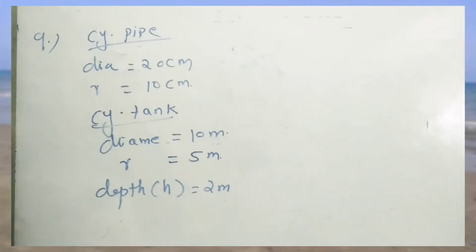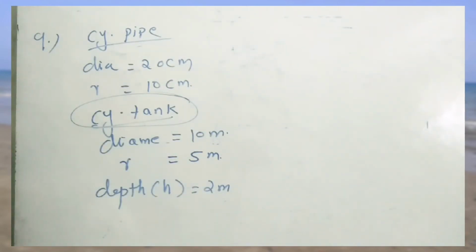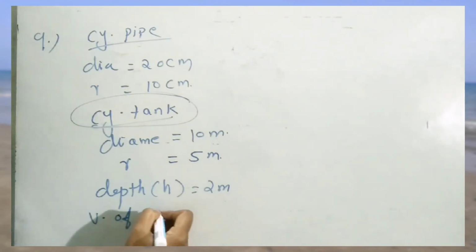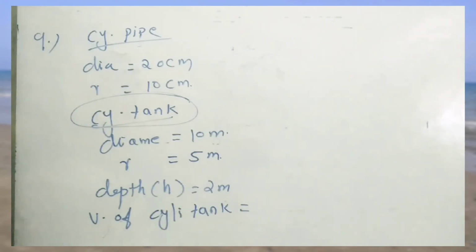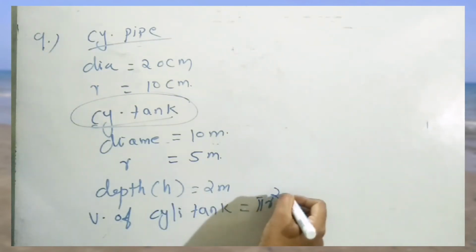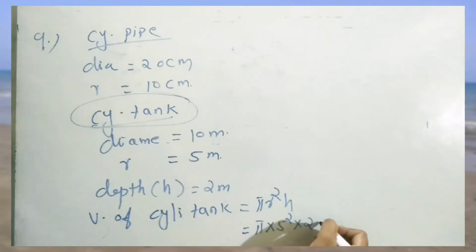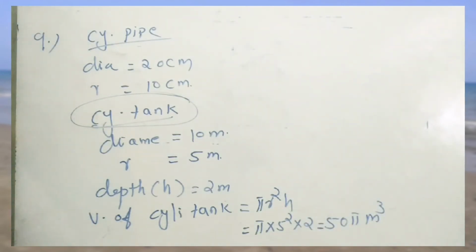First we will consider the cylindrical tank. All the information related to that cylindrical tank is given, because radius and height are given. So we can find the volume of that cylindrical tank. Volume of cylindrical tank is equal to pi r square h, which is pi into 5 square into 2, equal to 50 pi meter cube. Put it as equation number 1.